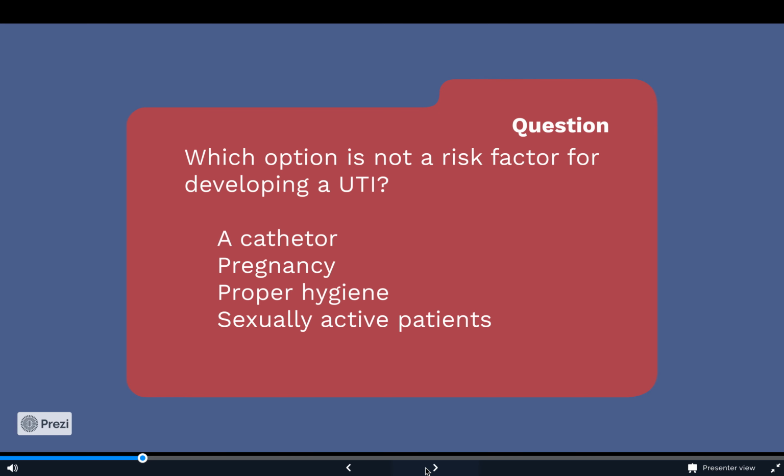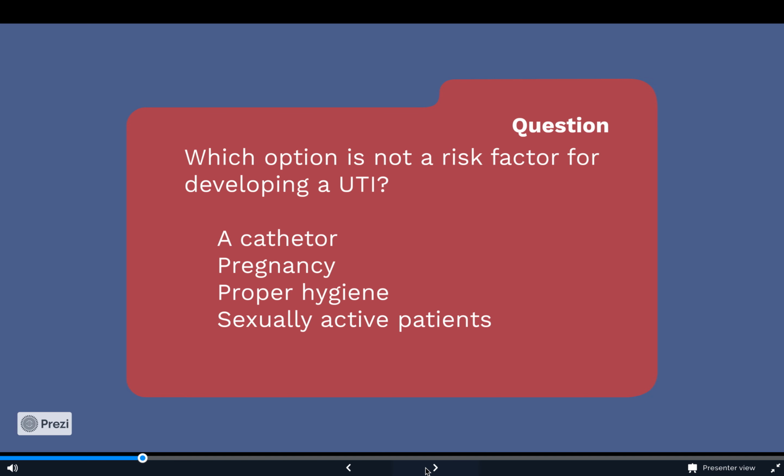Okay, let's review this together. The question is, which option is not a risk factor for developing a UTI? So the question is asking for the option that is not a risk factor. We know that catheters are one of the main risk factors because they create a direct pathway for bacteria to enter the bladder. We also know pregnancy increases risk due to the increased pressure on the bladder, which prevents patients from fully emptying it when they pee. And also, being sexually active is considered a risk factor because it introduces more bacteria to the urethra.